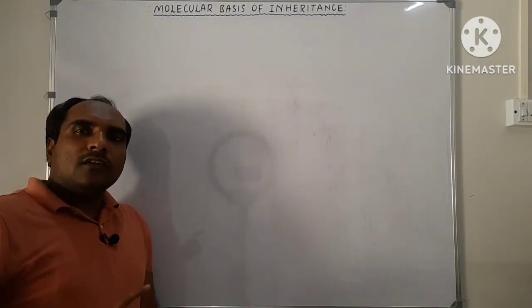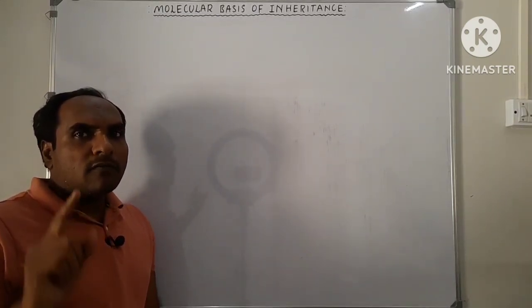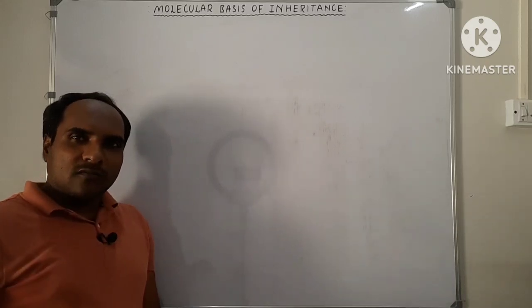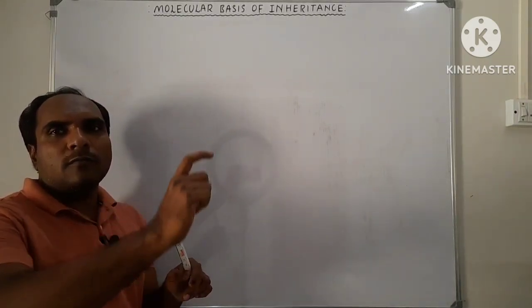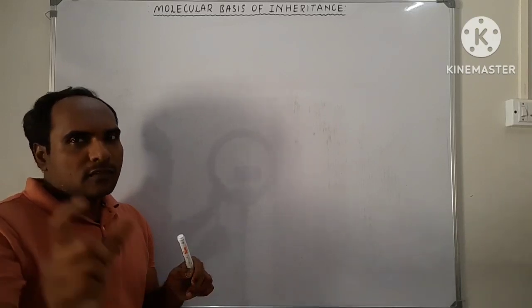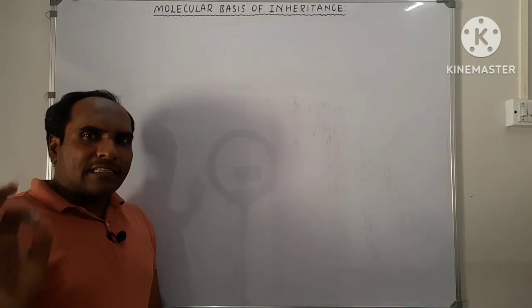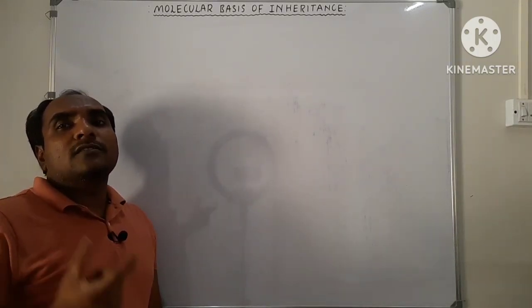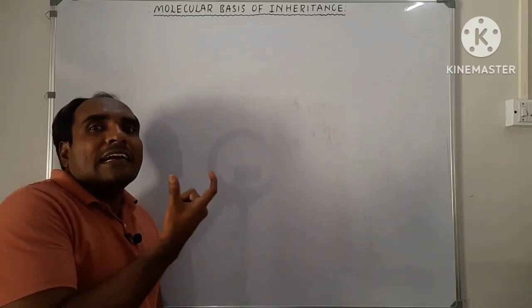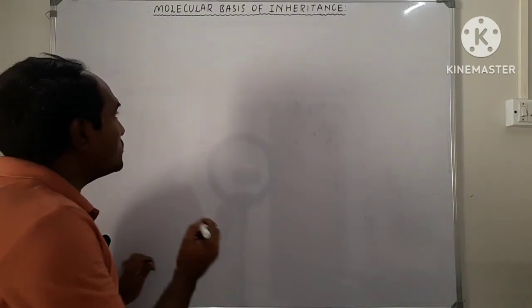Okay, my dear students, I have already told you nucleic acids are made up of nucleotides. Many nucleotides are joined together and form a polynucleotide chain. This is known as nucleic acid. Now my question is, what does a nucleotide contain? How does a nucleotide become formed? That we are going to study.